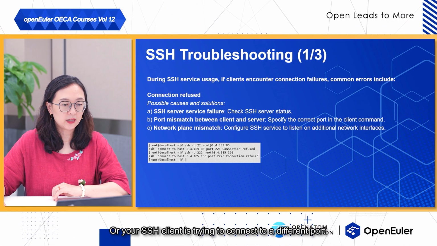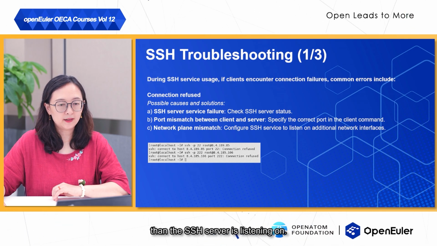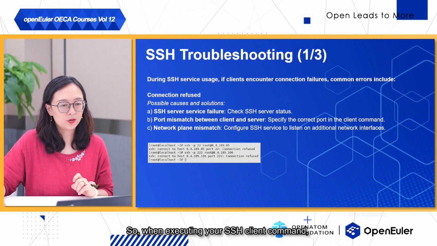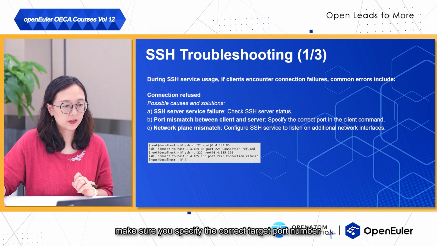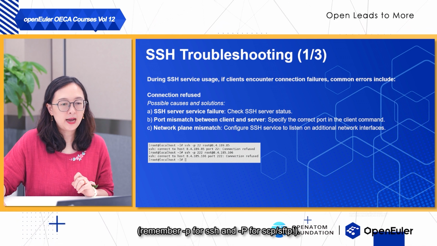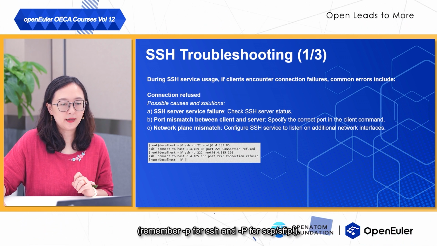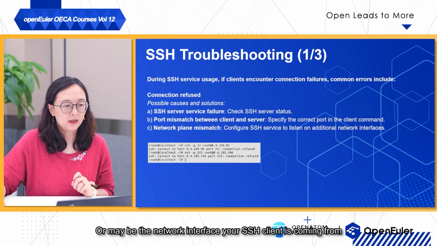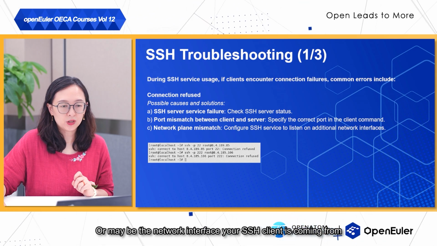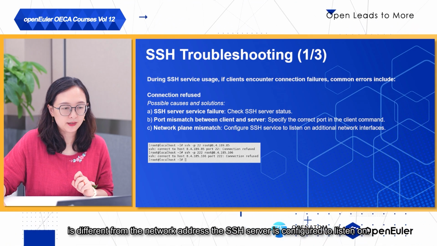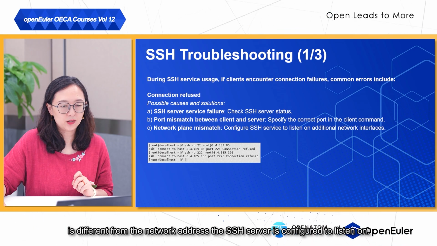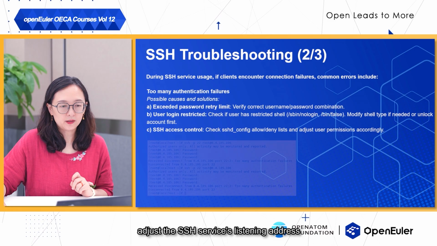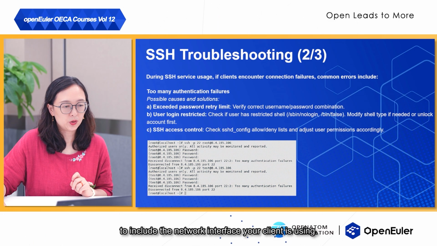Or your SSH client is trying to connect to a different port than the SSH server is listening on. So when executing your SSH client command, make sure you specify the correct target port number. Remember, the lowercase -p for SSH and the uppercase -P for SCP and SFTP. Or maybe the network interface your SSH client is using is different from the network address the SSH server is configured to listen on. In this case, adjust the SSH service listening address to include the network interface your client is using.